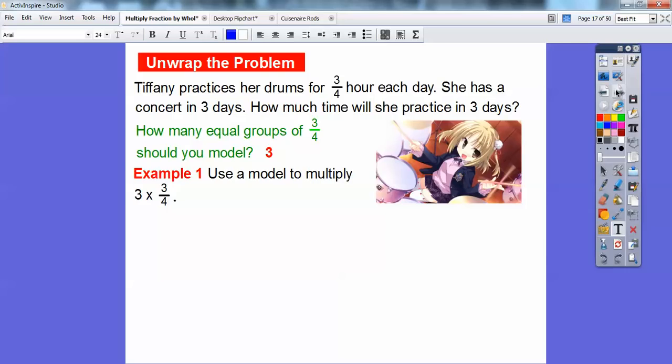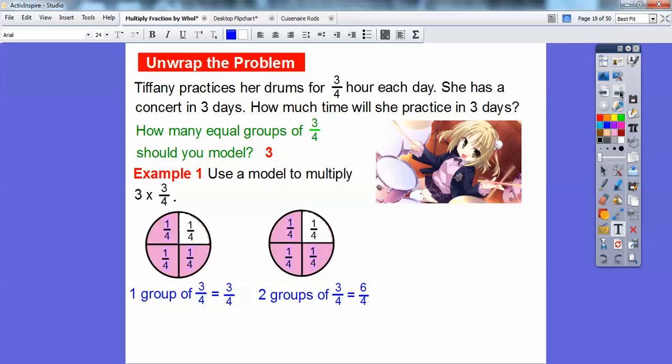All right, I've been using fraction strips. I'm going to use the pie fraction. I don't know what you guys call this right here. So here's a circle right here, and I divided it up into 4, and I shaded 3 of them. So this will represent the one day. This is one group of 3/4 right here. So remember, each day she does 3/4 of an hour, and she's going to do it for 3 days. So let's do another one. Here's a second day. So here's 2 groups of 3/4, or 2 days of 3/4 hour each day. So if you notice, they're in fourths, and I have 1, 2, 3, 4, 5, 6.